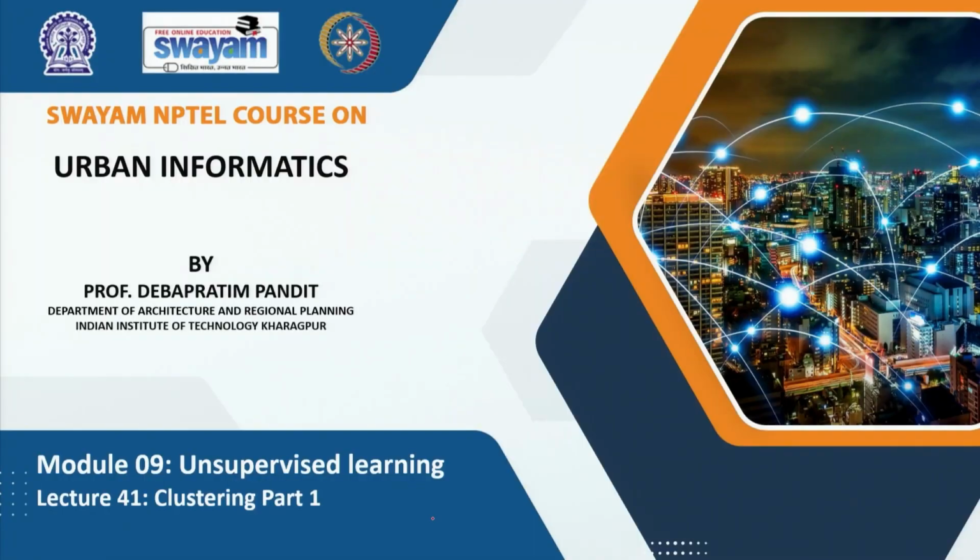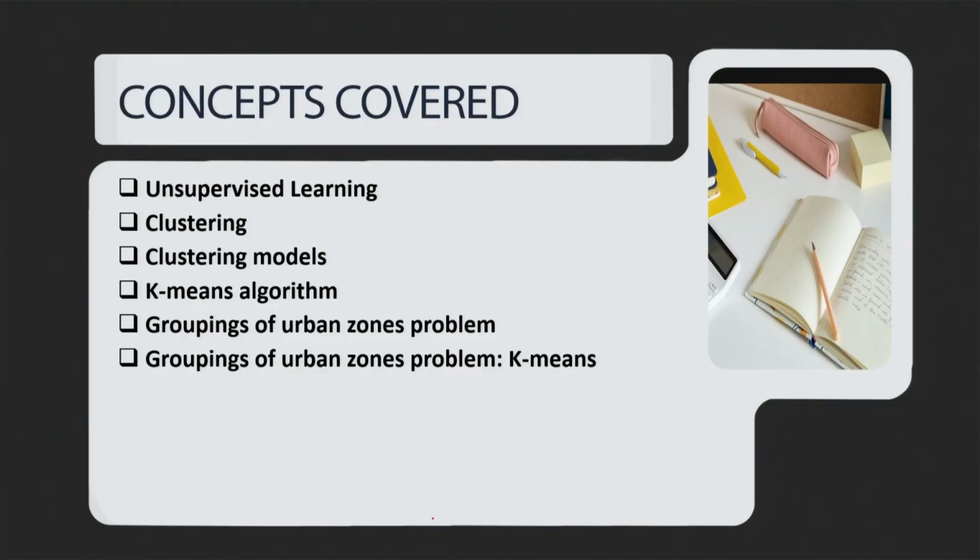Welcome back. In module 9, we will be doing unsupervised learning, and in lecture 41 we will start clustering, and this is part 1 of a series of 3 lectures. The different concepts that we will cover in this lecture will be, we will remind you about what is unsupervised learning, then we will talk about clustering in general, and finally we will move into the different clustering models, and within those models we will start discussing the k-means algorithm in this lecture. And then we will solve a problem of grouping different urban zones into different clusters using the k-means algorithm.